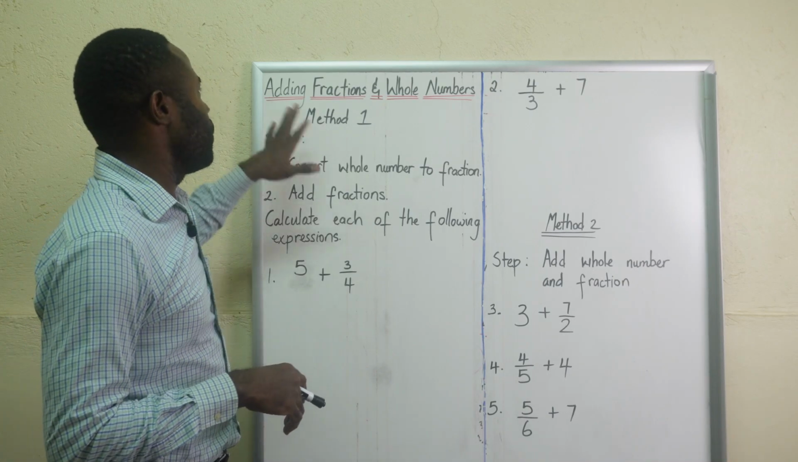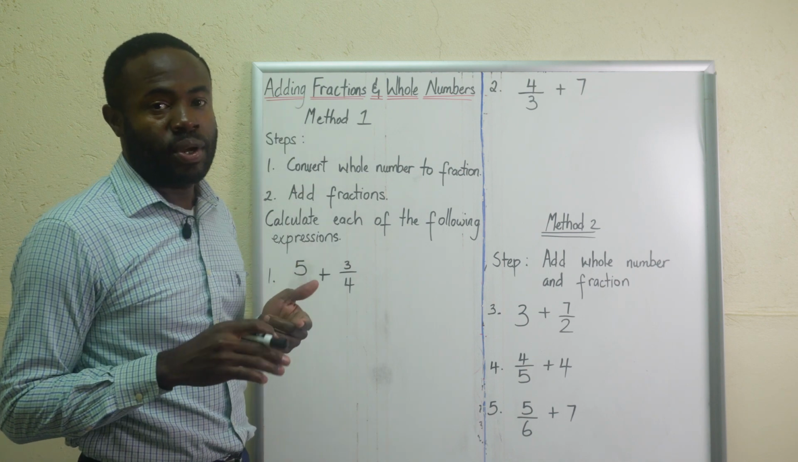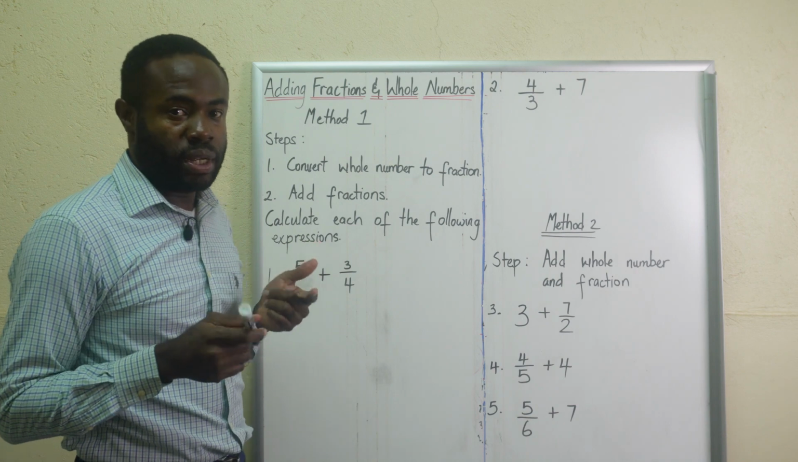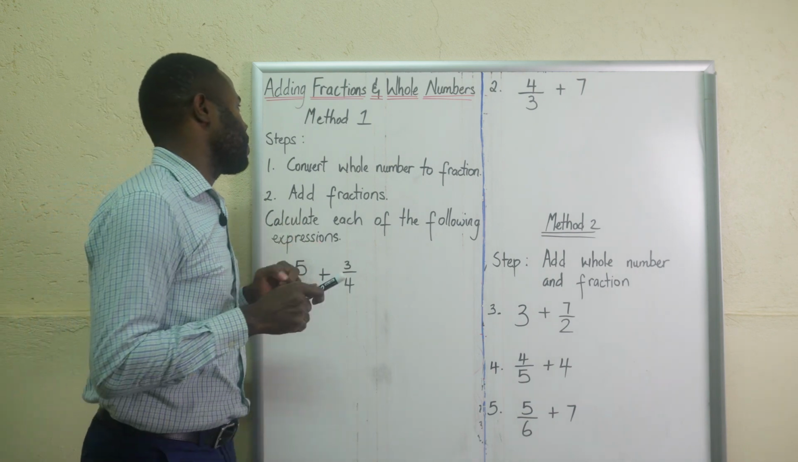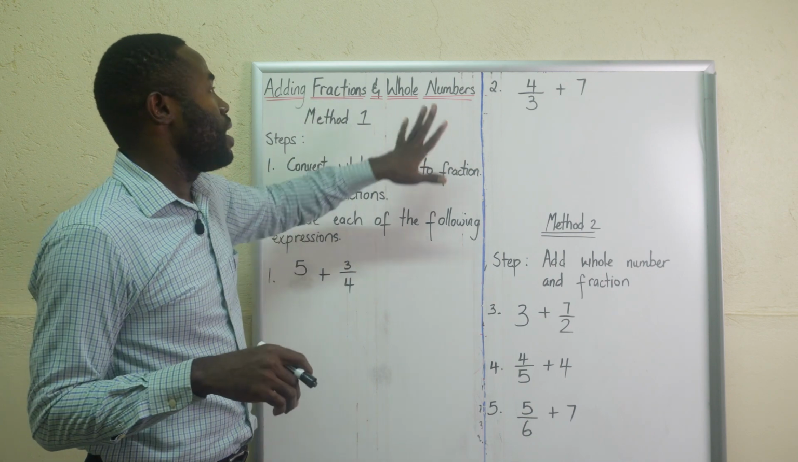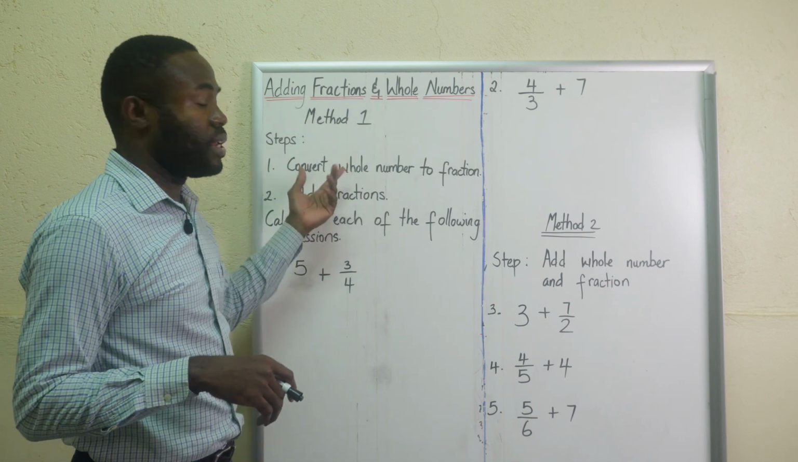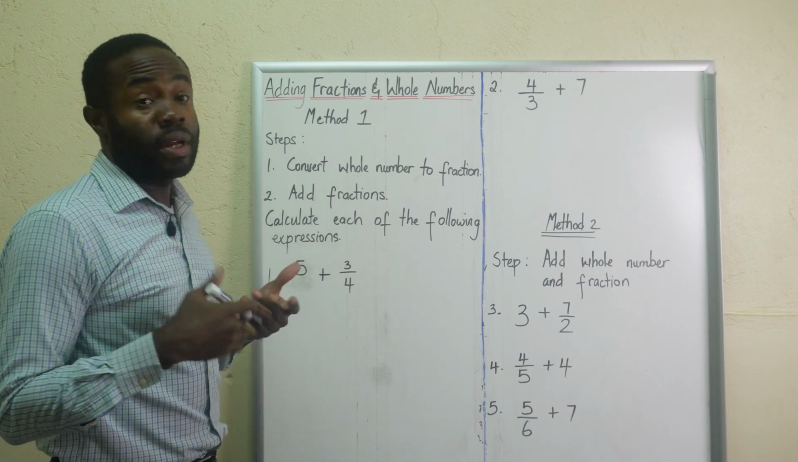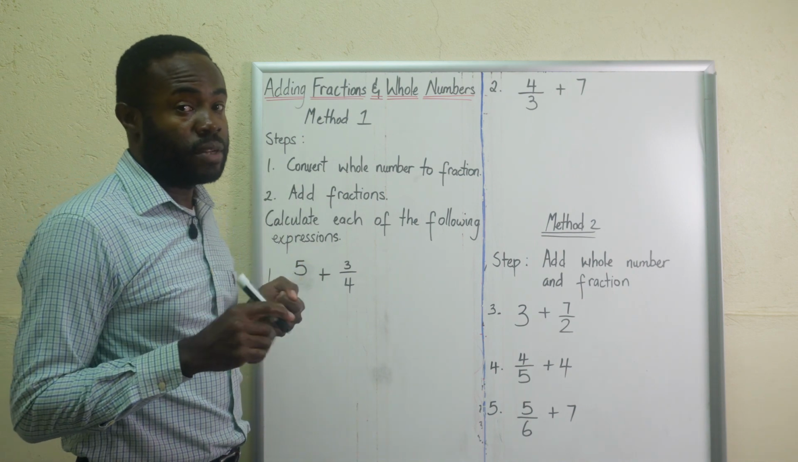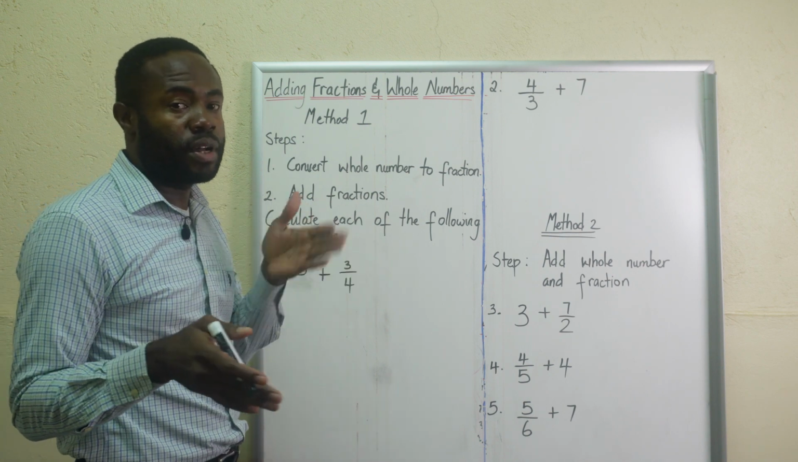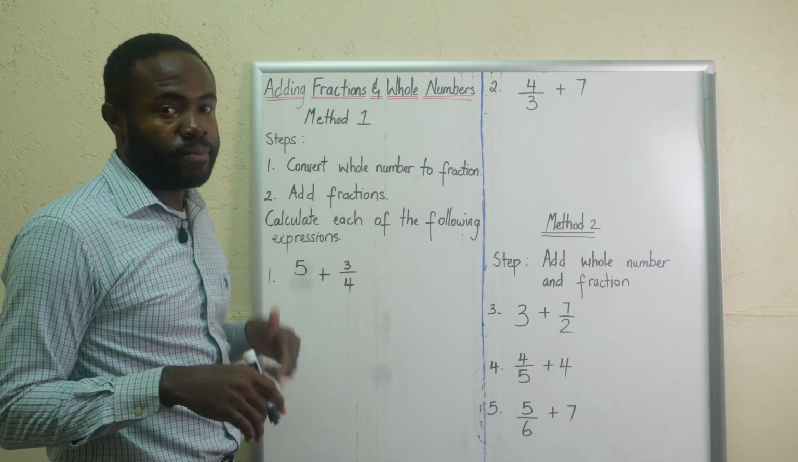In this lesson, we'll be adding fractions and whole numbers. There are two methods that we're going to work today. Let's focus on method one first. Whenever you're given a common fraction and a whole number, I am suggesting that you can take this method. The steps are: one, you will convert the whole number to a fraction, and afterwards you will have two fractions. And then you move on to adding the two fractions.